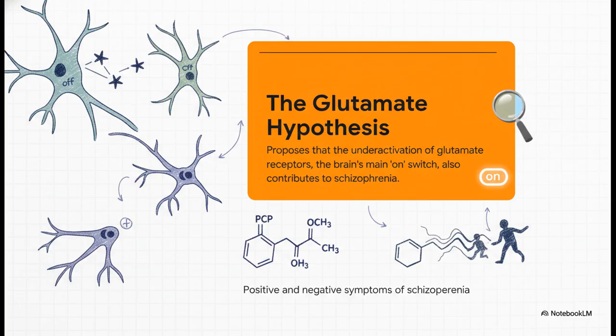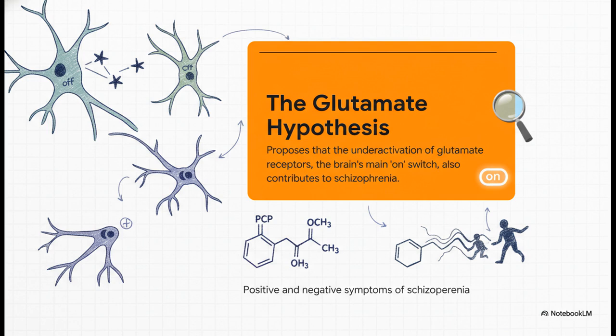But hold on, because dopamine isn't the only chemical in this story. Let's talk about glutamate. Glutamate is basically the brain's main go signal. It's the on switch for pretty much everything. The new thinking is that in schizophrenia, this on switch is faulty. It's just not getting flipped enough.